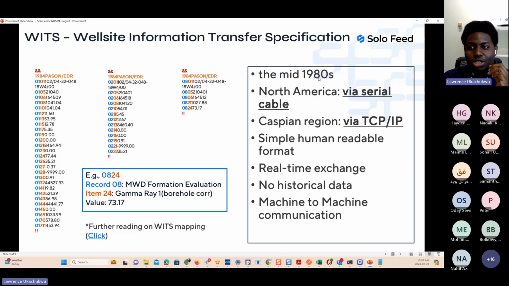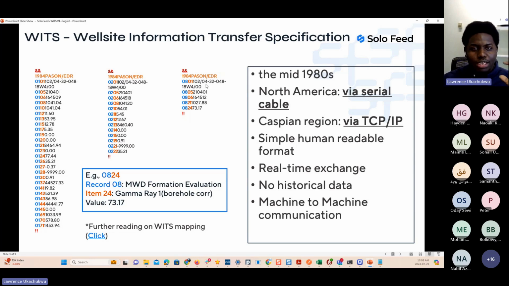WITS is sort of an old technology. It's been around since the mid-1980s. In North America, WITS data is typically transferred via serial cable, your typical RS-232 cable, and that helps it achieve real-time data, because when it's cable transfer, you're getting data in milliseconds or seconds. It's also a very simple format that is very human readable. It can be confusing at first, but when you eventually get into it and know what the record numbers mean, it's pretty easy to read.